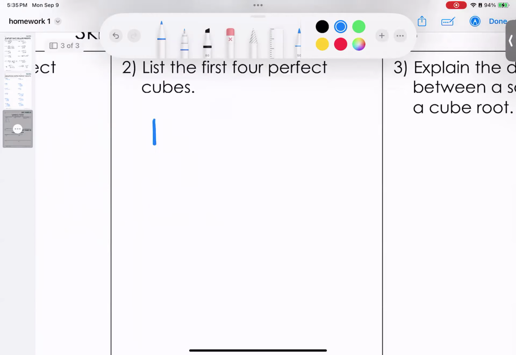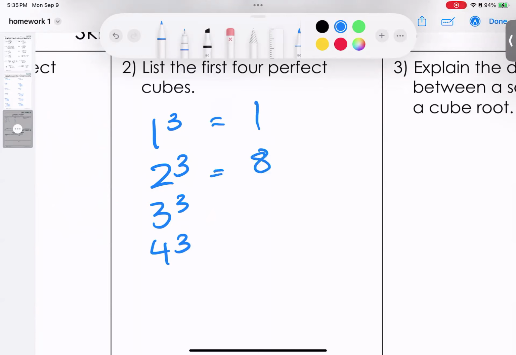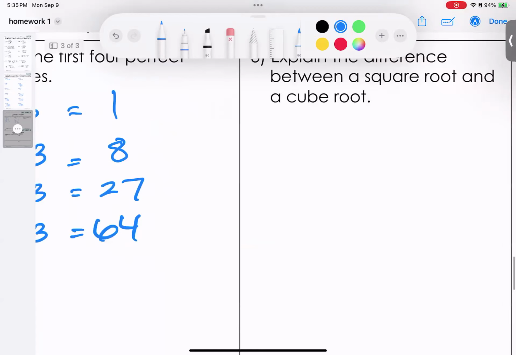Over here, first 4 cubes. Remember how our exponents work. 1 times 1 is 1 times 1 is 1. 2 times 2 is 4 times 2 is 8. 3 times 3 is 9 times 3 is 27. 4 times 4 is 16. 16 times 4 is 64.